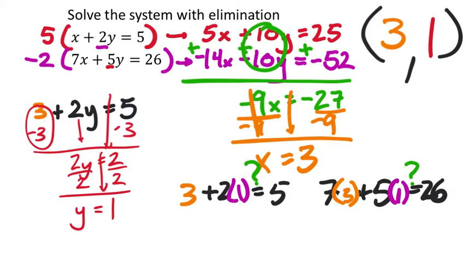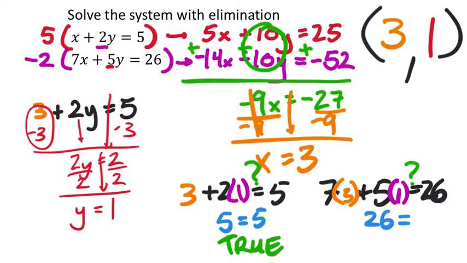But I can see here 3 plus 2 times 1 is 5, and 5 does equal 5. That's a true statement. Okay, what about the other one? 7 times 3 is 21, plus 5 times 1 is 5. 21 plus 5 is 26. And so I see here also 26 equals 26, which is a true statement. Okay, so that's true as well.